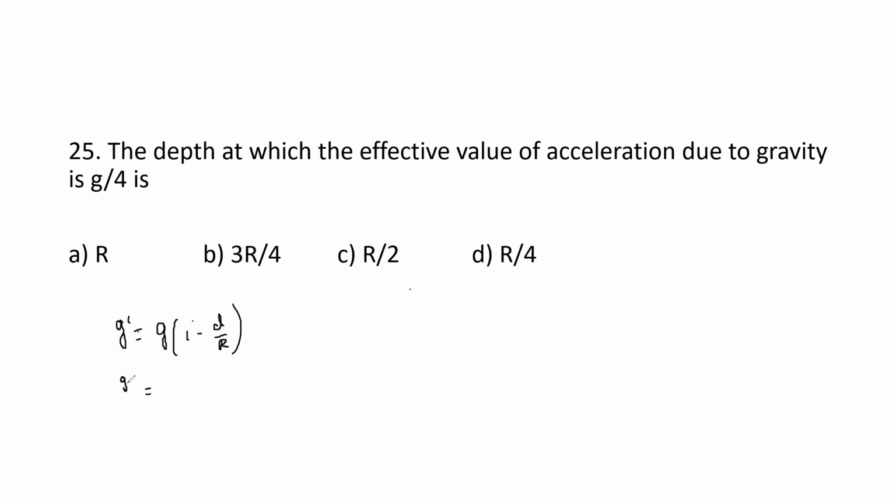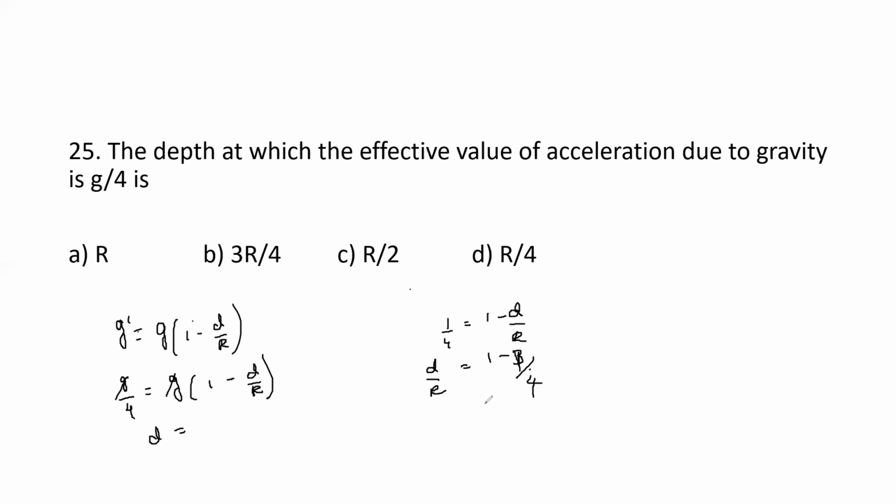This is equal to g divided by 4, so g into bracket 1 minus d divided by r equals g by 4. So g will get cancelled. How can we simplify? We can take it as 1 by 4 is equal to 1 minus d by r. So I'll just transfer this: d by r is equal to 1 minus 1 by 4.